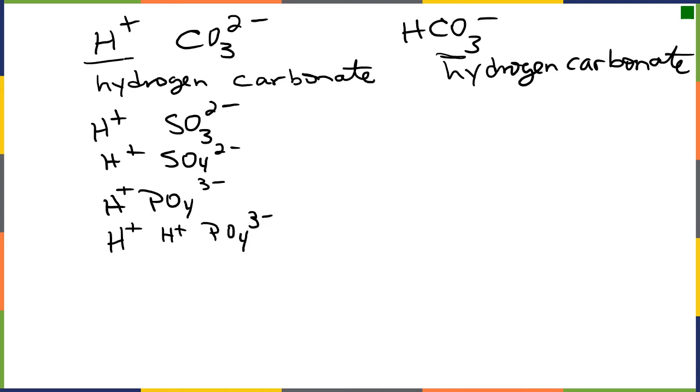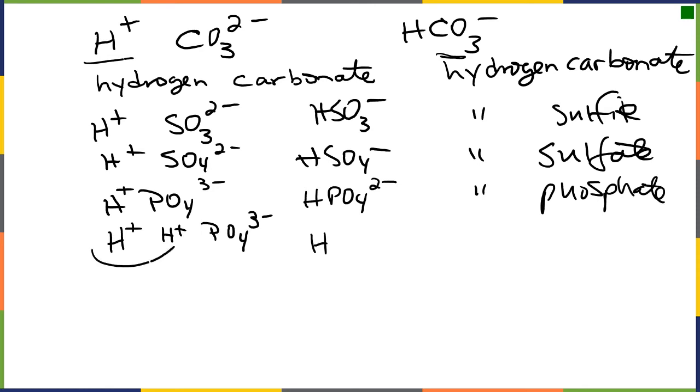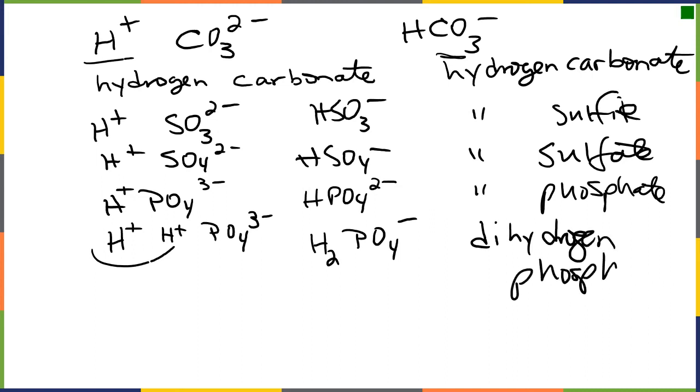And when we do this, remember to add our charges, and we're going to get HSO3 minus, and this is going to become hydrogen sulfite. If we do it with the sulfate, it's going to be hydrogen sulfate. If we do it with the phosphate, and again, remember we add up our charges, and we're going to have hydrogen phosphate. If we happen to put 2 hydrogens on it, we're going to take and put a 2 here, H2PO4 minus, and we have to change the name on this one. This is dihydrogen phosphate.